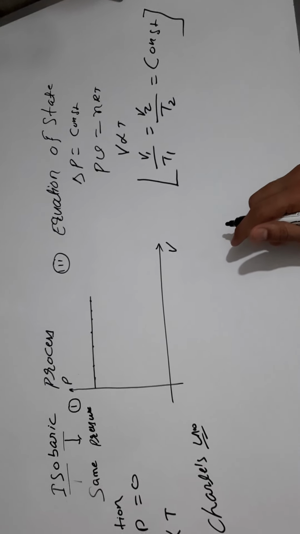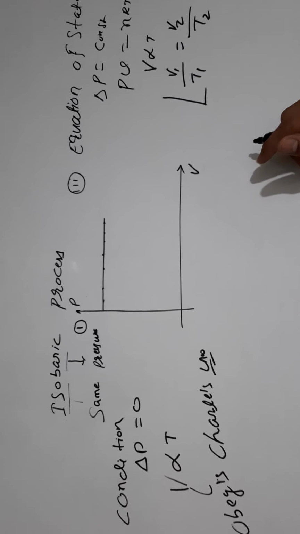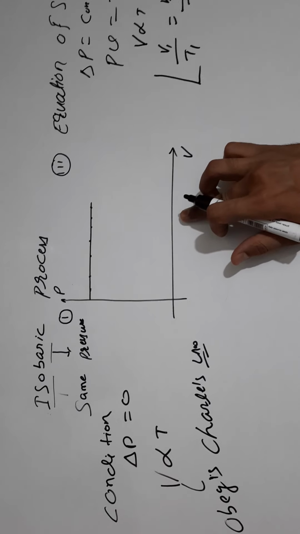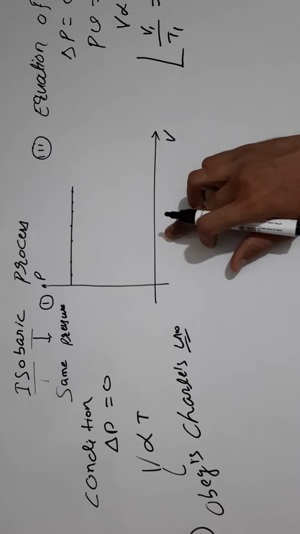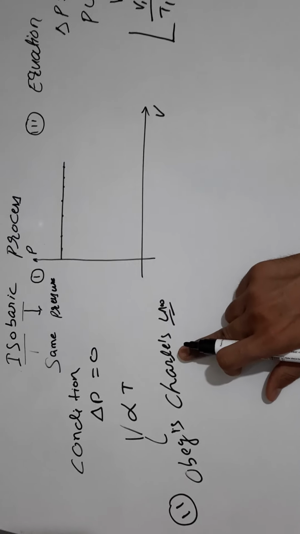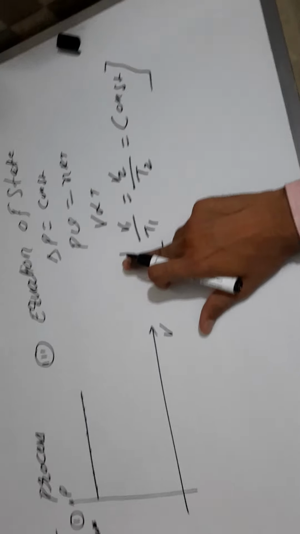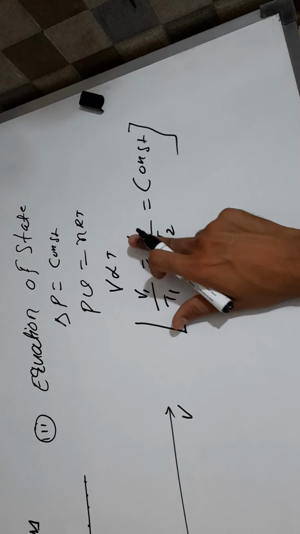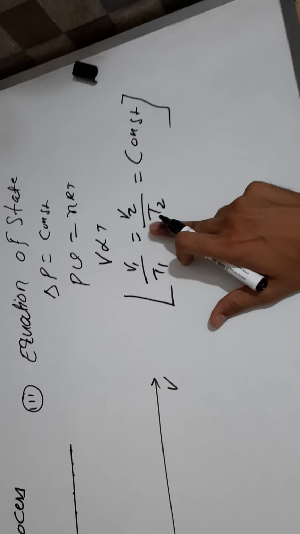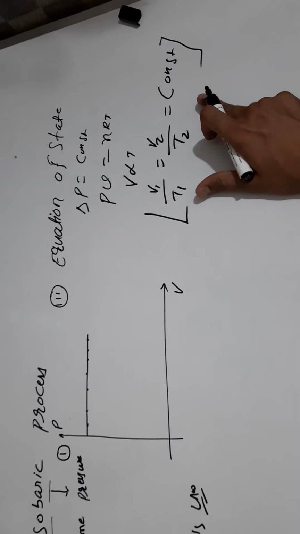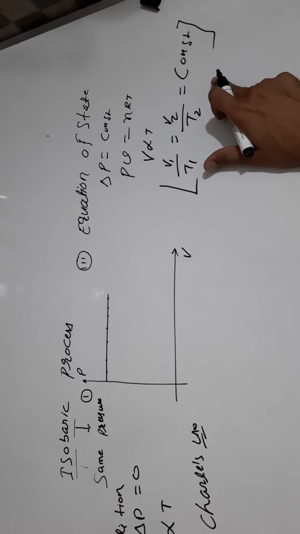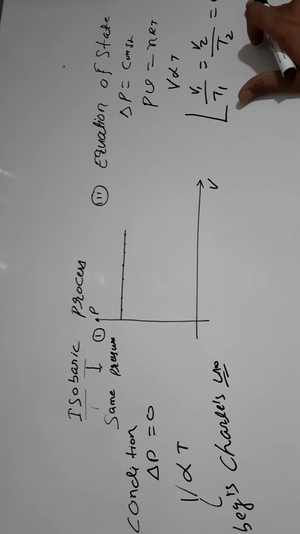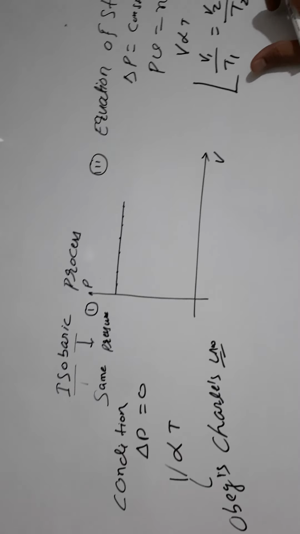My friends, you can note it down. Just pause your camera and note it down. I have covered these three points. First, how to show the indicator diagram of the isobaric process. Second, which gas law is obeyed: Charles's law. And third, the equation of state: delta P is equal to constant, PV equals nRT, V is proportional to T, or V1 by T1 is equal to V2 by T2 is equal to constant. If you have any queries regarding the lecture so far, you can ask. Note it down, pause the camera and write it down properly once.